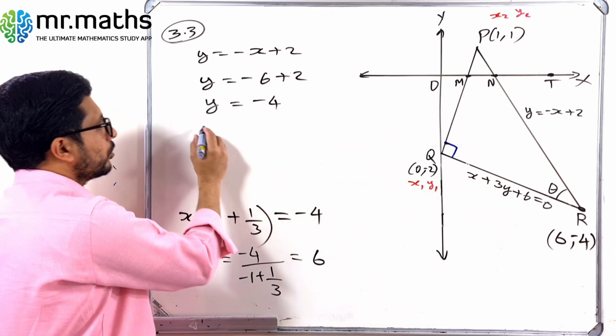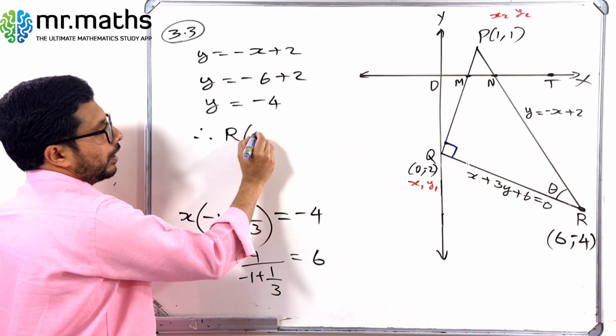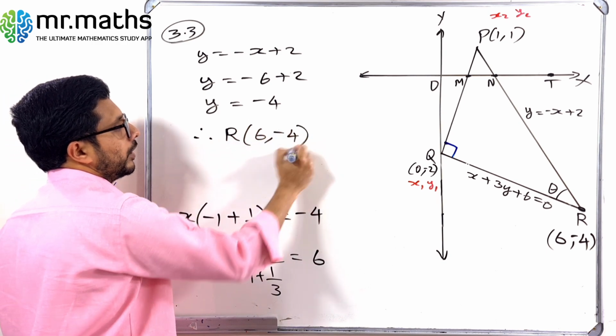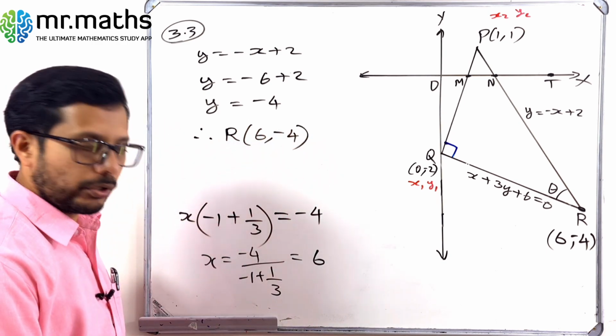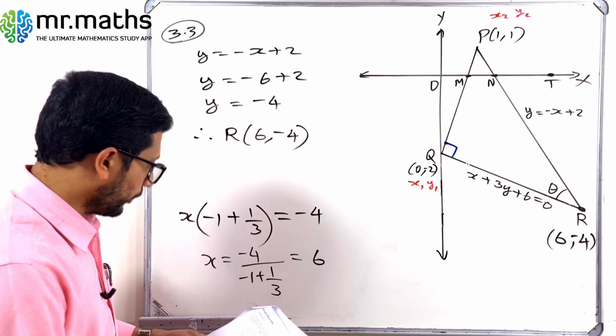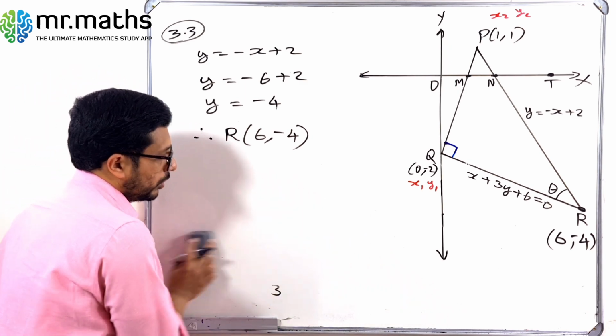So what is the coordinate of R? Therefore the coordinate of R is (6, minus 4). And that is the question: you have to find the coordinate of R. Okay, now let's move to the next question.